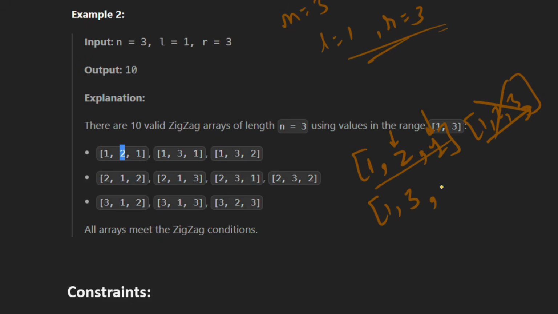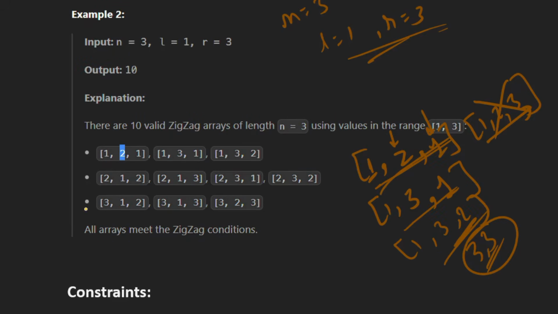Now here, what are the possibilities? Can we put a 1? Yes, we can put a 1. Can we put a 2? Yes, we can put a 2 also. Can we put a 3? No, because then 3 and 3 would be adjacent and equal. So when we start from 1 we get these three possible arrays. When we start from 2 we get these 4 possible arrays, and when we start from 3 we get these 3 possible arrays. So the total number of valid zigzag arrays is 10, so our answer is 10.